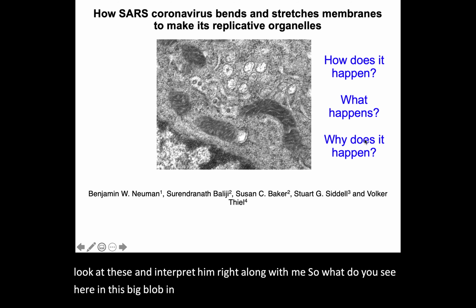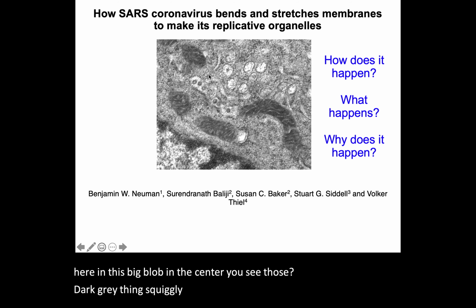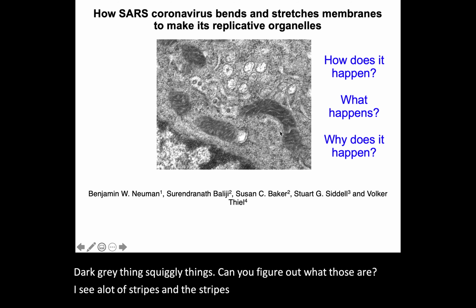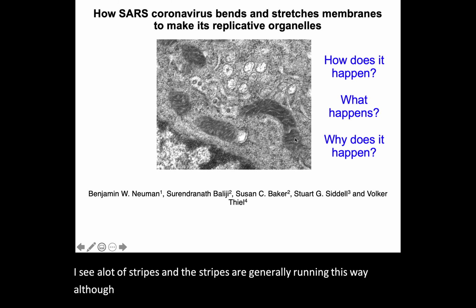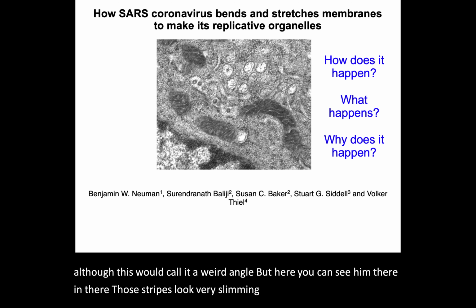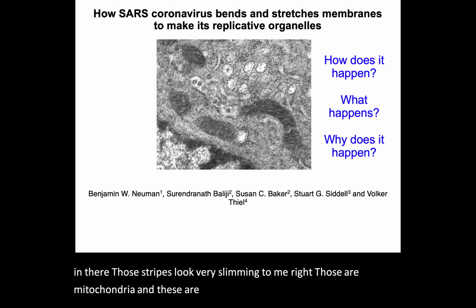You see those dark gray, squiggly things? Can you figure out what those are? I see a lot of stripes, and the stripes are generally running this way, although this one we caught at a weird angle, but here you can see them there, there, and there. Those stripes look very slimming to me, right? Those are mitochondria, and these are pretty healthy mitochondria.